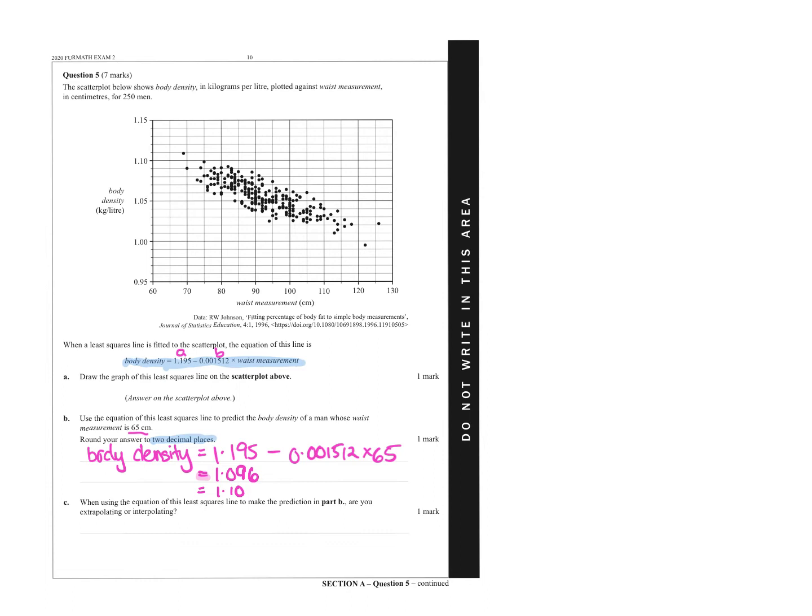Using this equation of least squares line to make the prediction in part B, are you extrapolating or interpolating? So you're looking for the 65. Is it outside your data or inside? And this would be inside, and 65 would be in there. So that would be interpolating. If you were asked to predict on the outside, so a number less than 60 or more than 130, you'd be extrapolating.